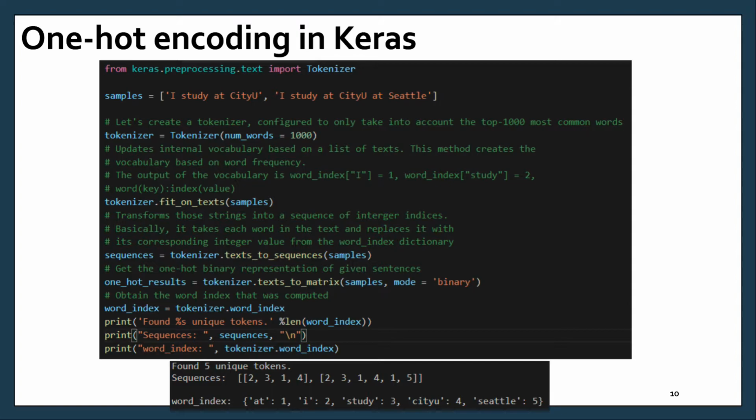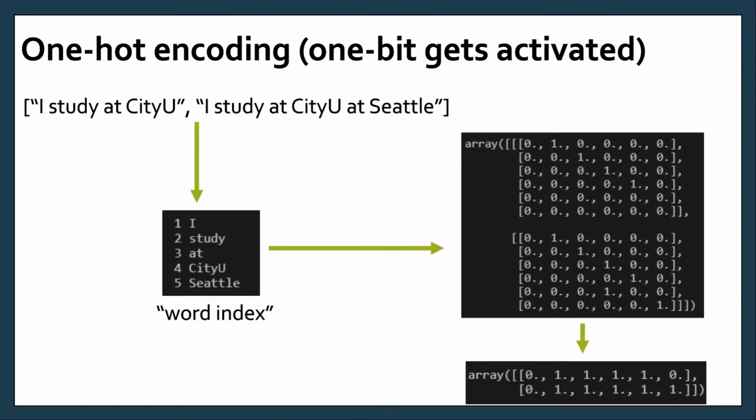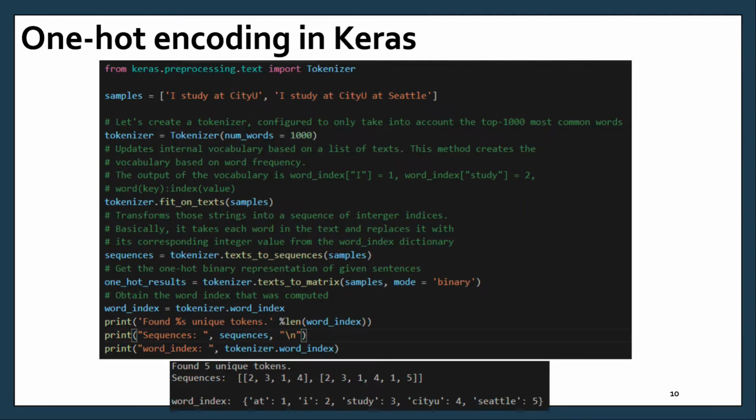The one is it grabs the unique tokens from the samples, right? And now it associated numerical values for those words, right? So it used the I as number 2, the study as number 3, and at as number 1, and 4 as CDU, right? Correct. So we have this 1, 2, 3, 4, 5 as the word index.